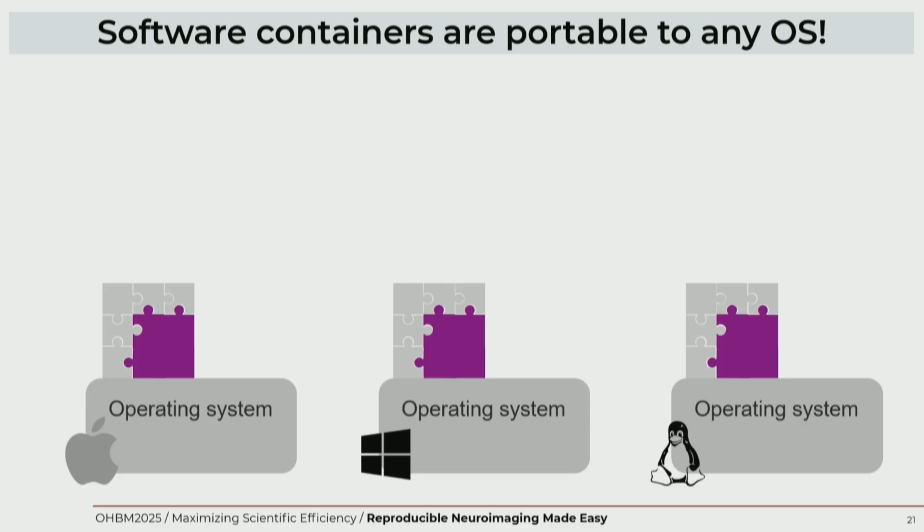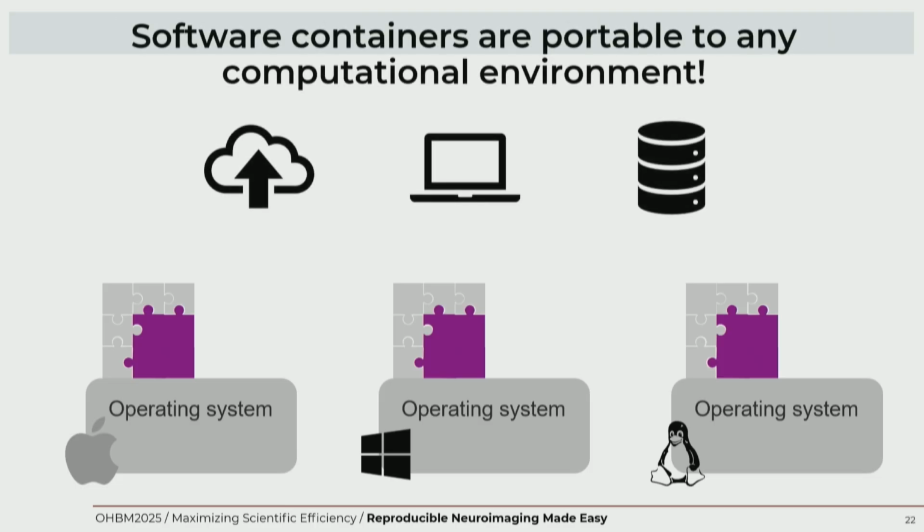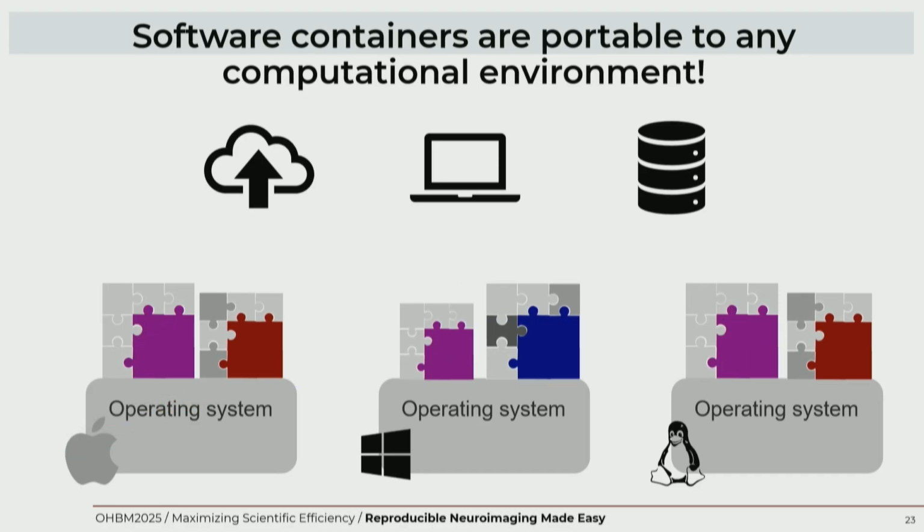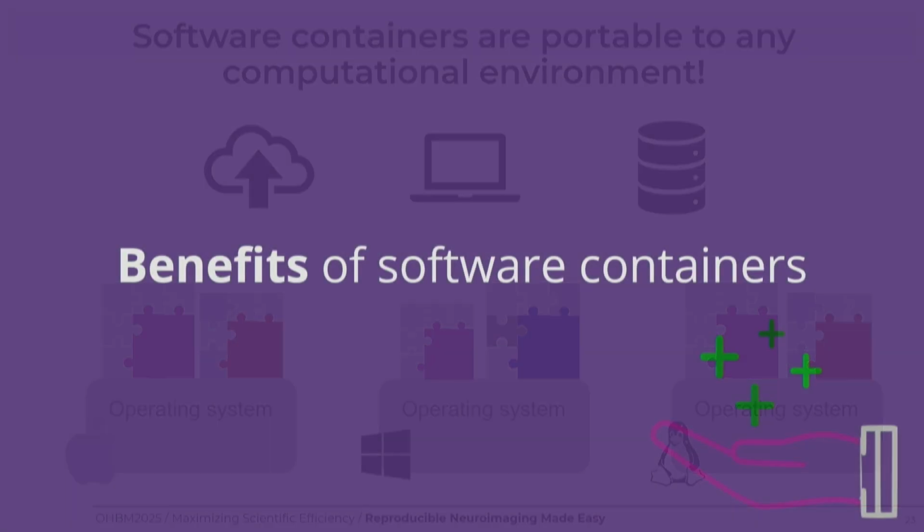For the same reason, they also enable computational reproducibility, because the same container can be run in any operating system. Software containers are also portable to any computational environment, which means you can leverage them in HPC clusters and cloud resources. Finally, because they are completely isolated, you can have multiple of these containers and combine them like Lego pieces to run different pipelines and different projects.